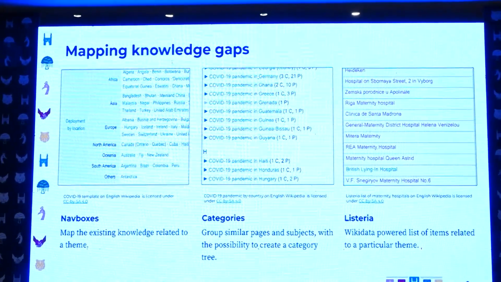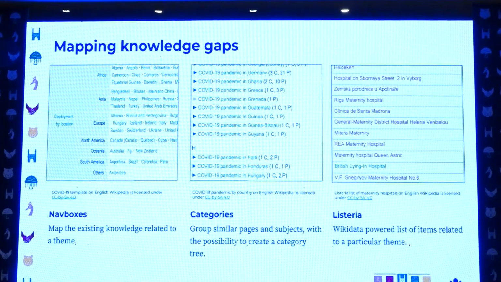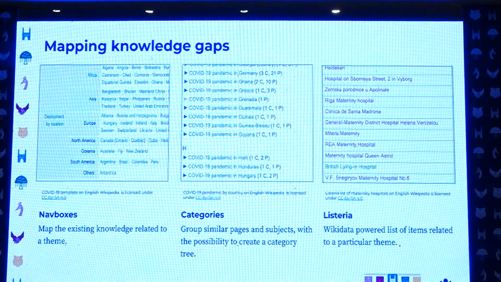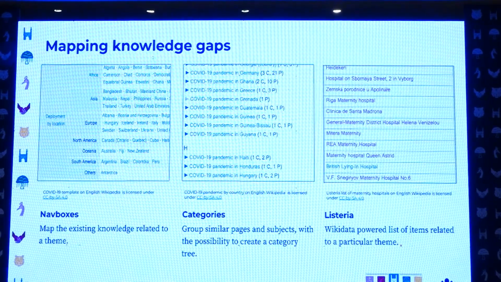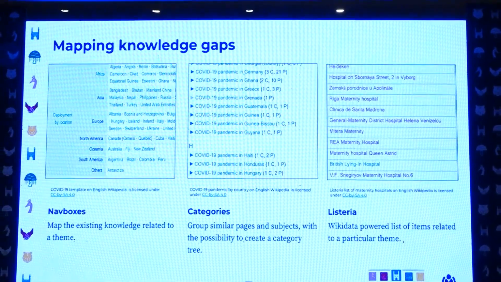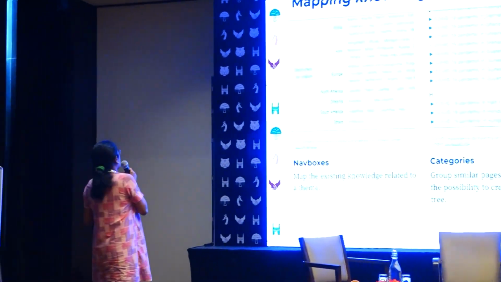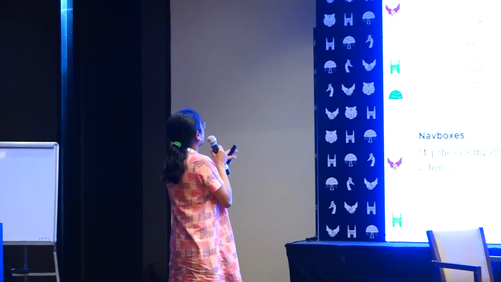The first one is, of course, the navboxes. The navboxes are templates that are used to aggregate and collect articles related to a particular theme or a topic. So, for example, on your extreme left is the navbox for COVID-19 related articles by country. So here, if you arrange everything on a navbox, you will be able to see which of the countries are missing, and then it's much easier to bridge those knowledge gaps.